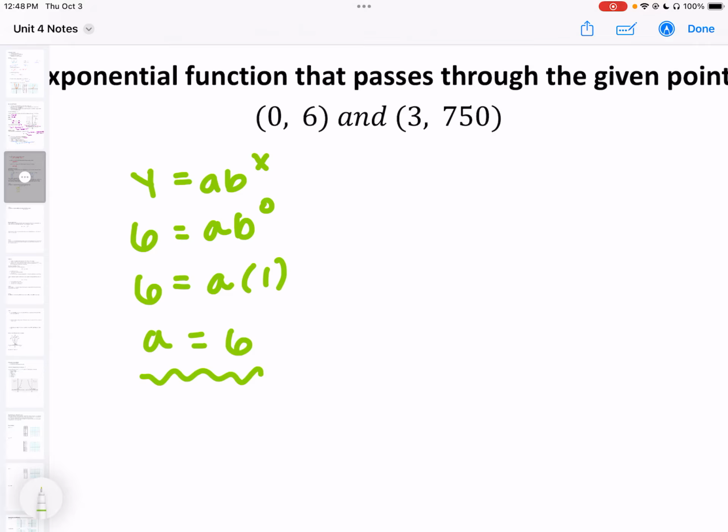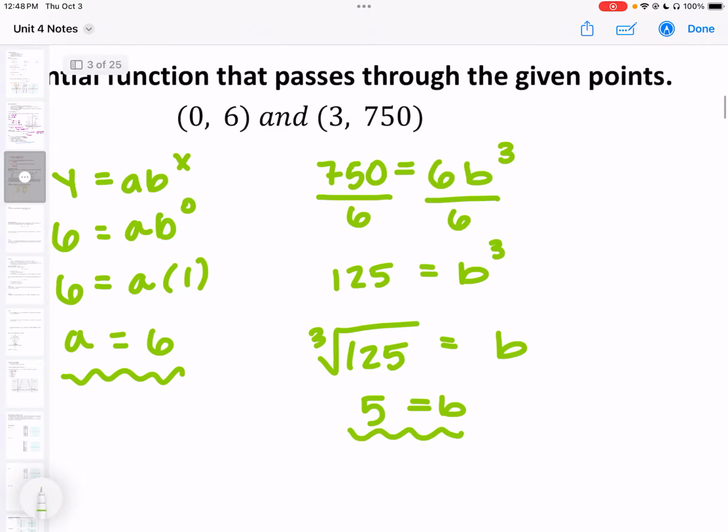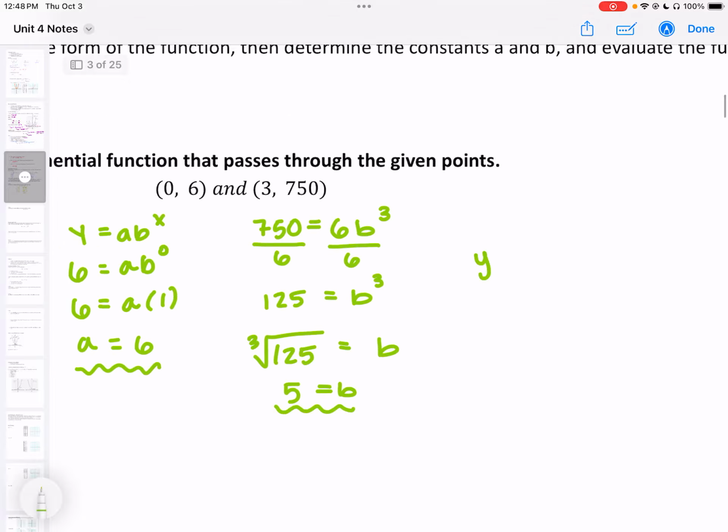Now I can take my second equation and plug in everything that I have. That's going to be divided by 6, which gets me 125 equals b cubed, and the cube root of 125 is going to be 5. So now I have everything I need in order to write the equation of this exponential.